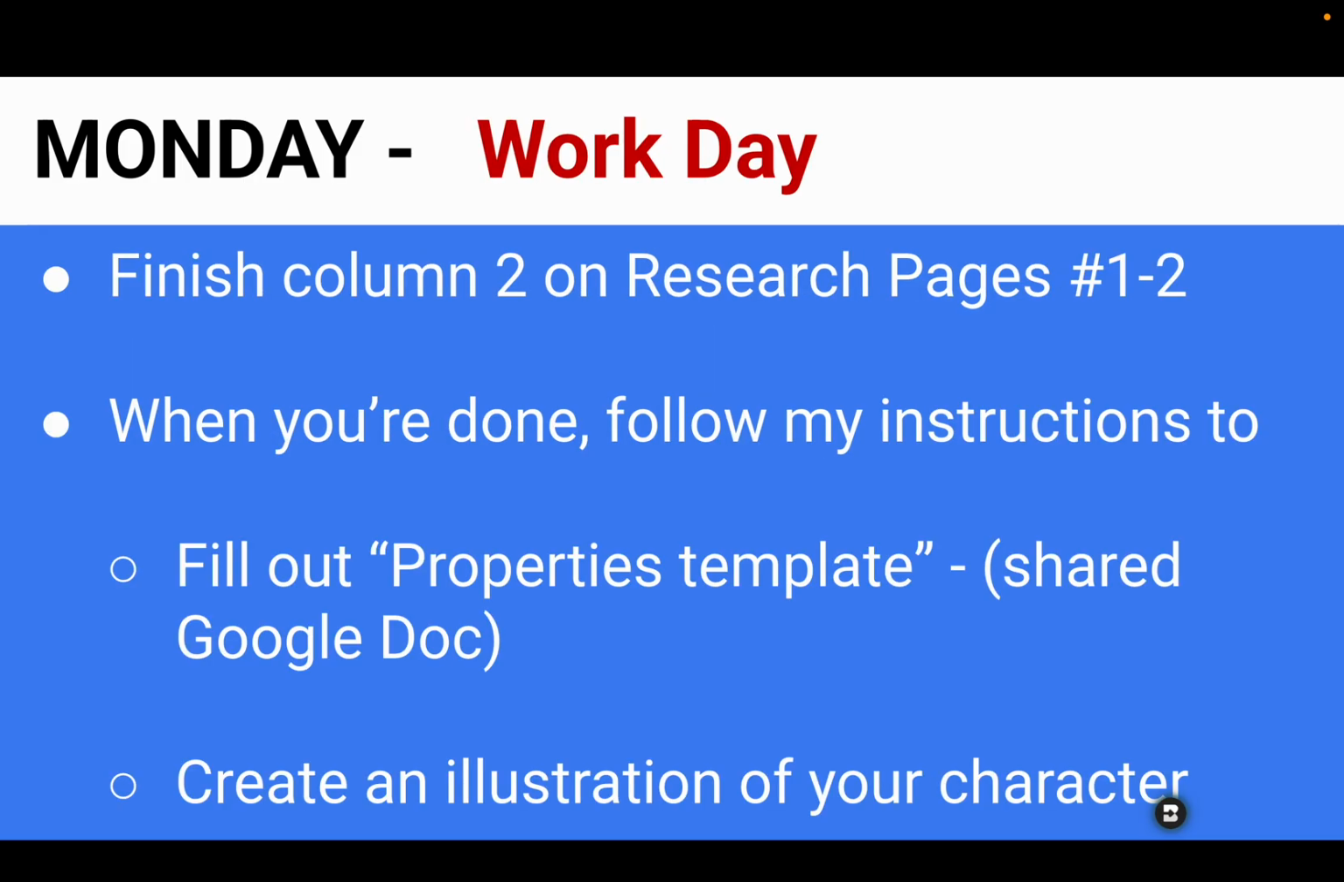Okay, so today, if you haven't finished your column number 1 or number 2, number 1 should be done for sure. Finish column number 2 on research pages 1 and 2. You have to do that before you can do the next thing. When you're done, follow these instructions.